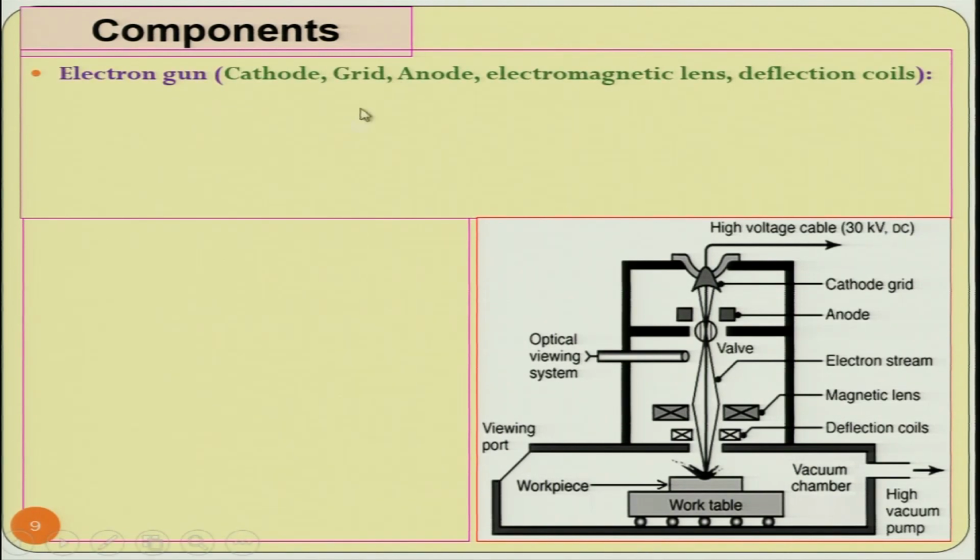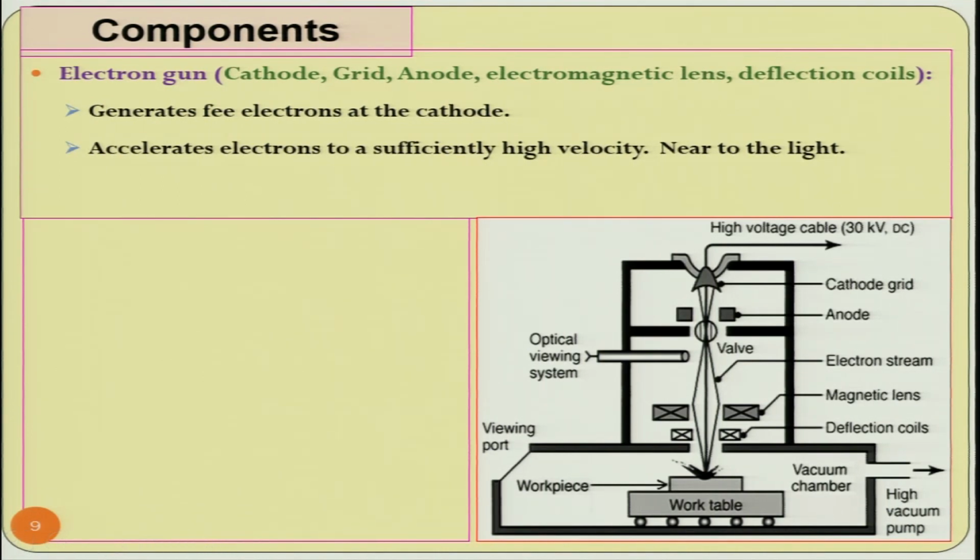So, the electron gun consists of cathode, grid, anode, electromagnetic lens and deflection coils. You can call this the electron gun, which consists of all these devices, and they have their functions that we will discuss. It generates free electrons at the cathode, and these electrons come out from the cathode grid and move towards the anode, and then this is the valve, and here the electron stream comes out, and with the help of the magnetic lens you can make some changes in this stream, and then this is the deflection coil.